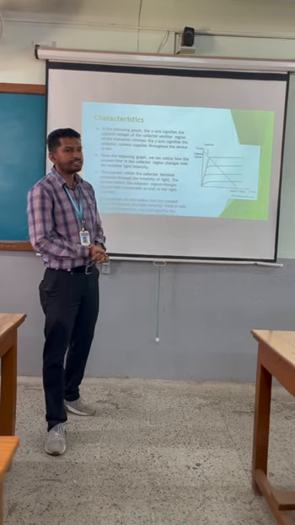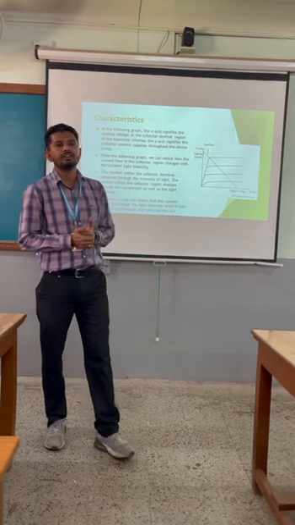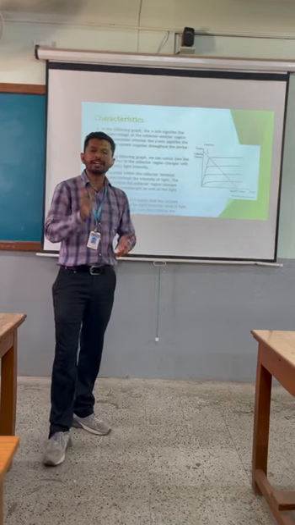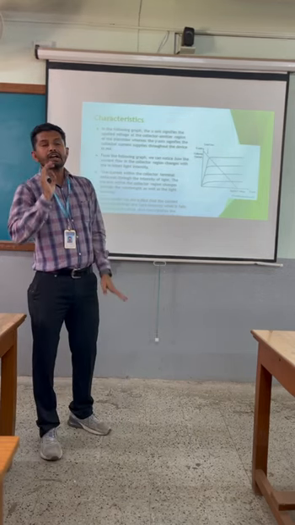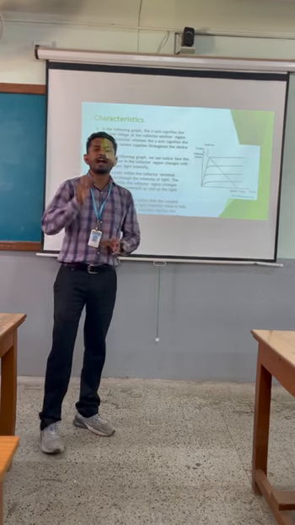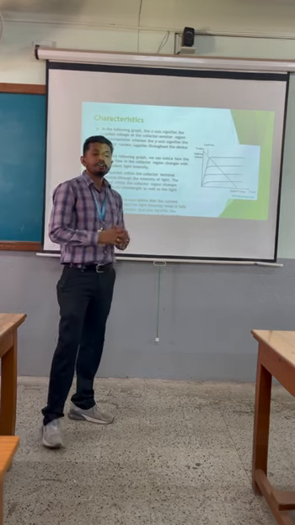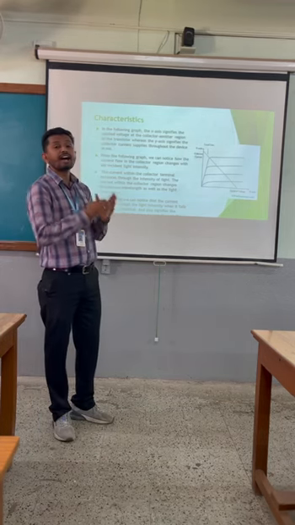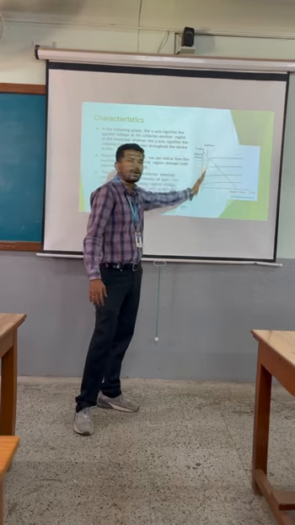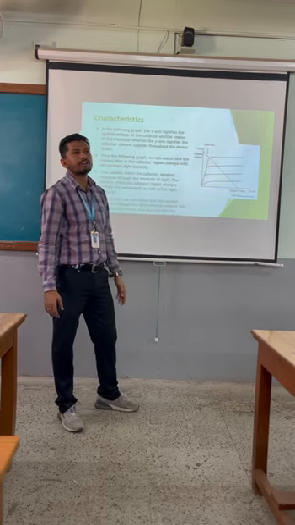Then the VI characteristics of the phototransistor have three regions: the active region, the saturation region and the cutoff region. What is the active region? The active region means the collector current is produced with respect to the collector-emitter voltage. This is called the active region. What is the cutoff region? Here the current is cut off, because the current is zero. This is called the cutoff region.